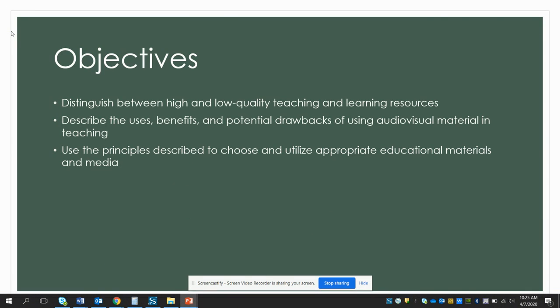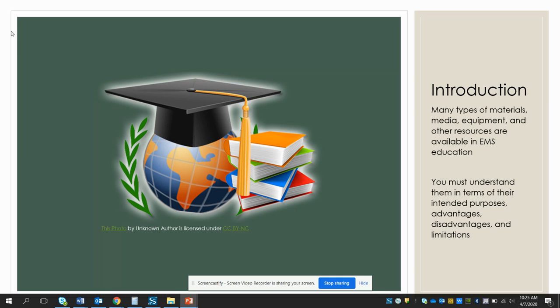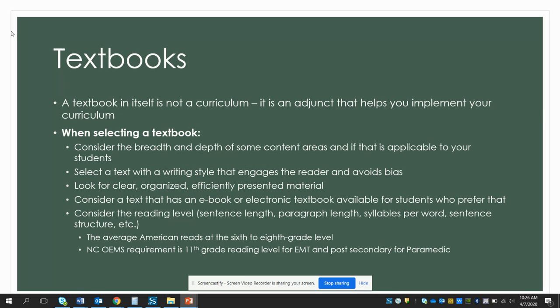So you need to be able to distinguish between high and low quality teaching and learning resources. You want to describe the uses, benefits, and potential drawbacks of using audiovisual material in teaching, and use the principles described to choose and utilize the appropriate educational materials and media like textbooks. There are many types of materials, media, equipment, and other resources available in EMS education, and you must understand them in terms of their intended purposes, advantages, disadvantages, and limitations.